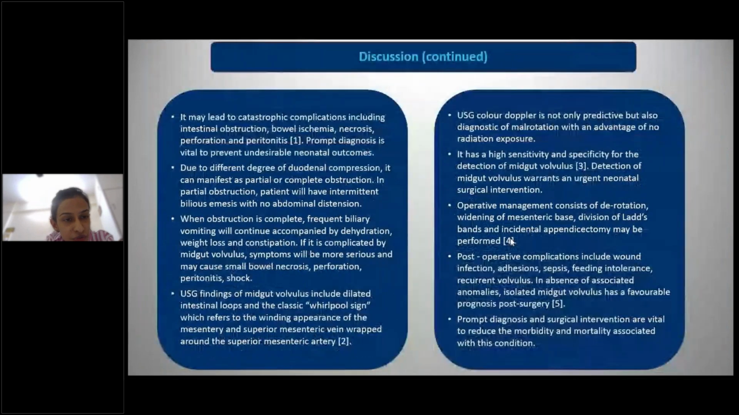Yes, it's a continuation of the discussion here. It may lead to catastrophic complications, including intestinal obstruction, bowel ischemia, necrosis, perforation, and peritonitis. Prompt diagnosis is vital to prevent undesirable neonatal outcomes. Due to different degrees of duodenal compression, it can manifest as partial or complete obstruction.